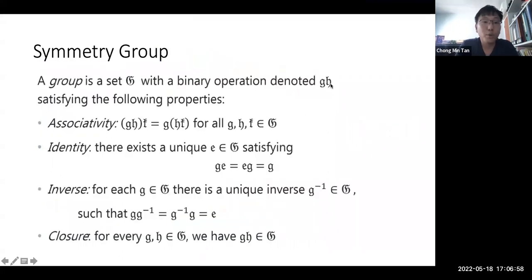So the symmetry group. These are the properties of a symmetry group. In this set big G, let's say you have two symmetric operations. One operation is called G and one is called H. They must satisfy these properties.